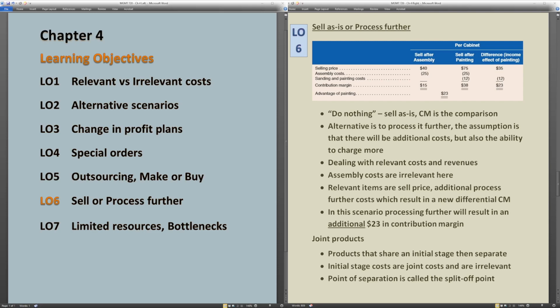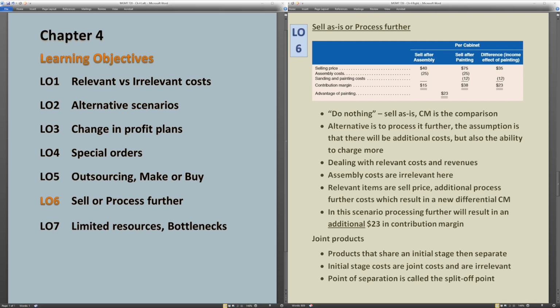The other thing that this particular example doesn't show is that a lot of times when you upgrade a production item, because it's more expensive, you tend to sell fewer of them. So if we had an even more complicated version of this example, there would be sell after assembly 1,000, sell after painting 800 or something like that, and then we would have to do a little bit more analysis. This is a basic analysis, just to give you an idea that we add costs and we add price, and see which one offsets the other.